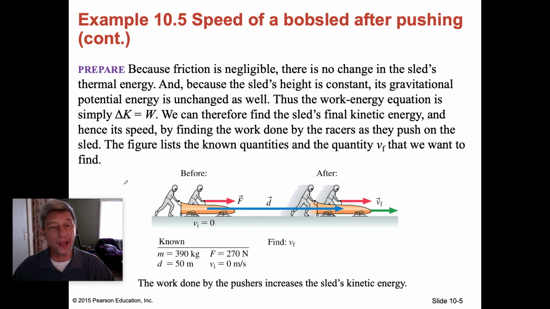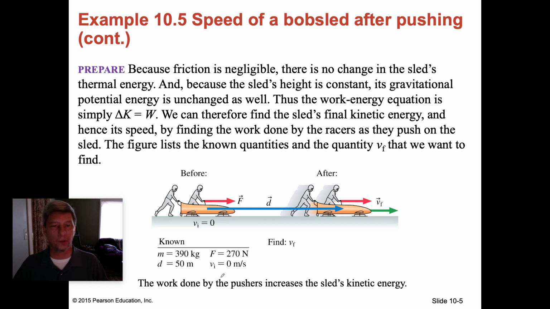Now, we're going to assume that friction is negligible, so that there's no friction force that we have to work against here. So there's no change in the sled's thermal energy. No heat is being generated here. That's not really realistic, but we'll assume in this case that it's true. Because the sled's height is constant, its gravitational potential energy is unchanged. Therefore, the work energy equation is simply the change in kinetic energy is going to equal the amount of work that we do here. So we can find the sled's final kinetic energy and therefore solve for its speed by finding the amount of work done by the racers as they push on the sled.